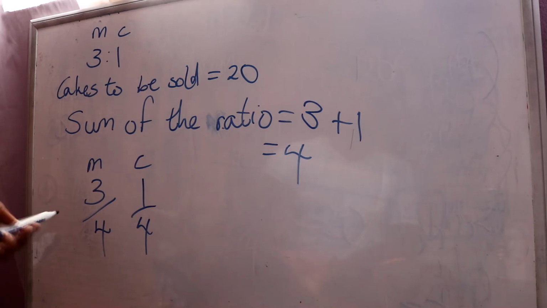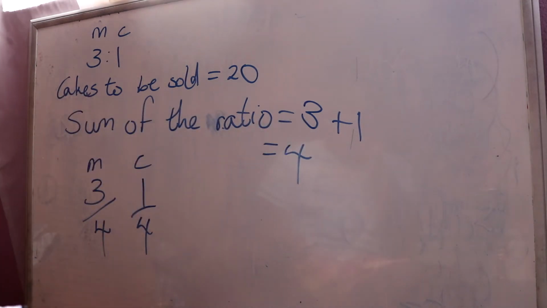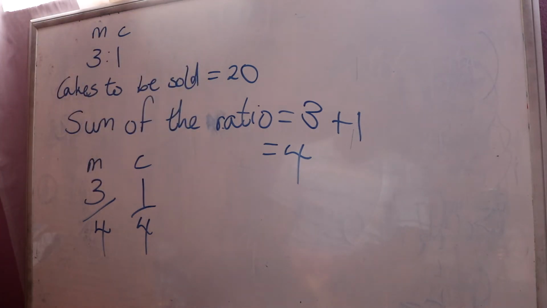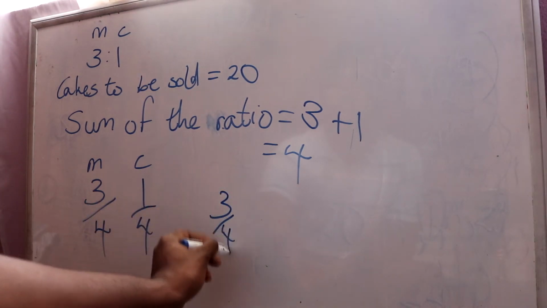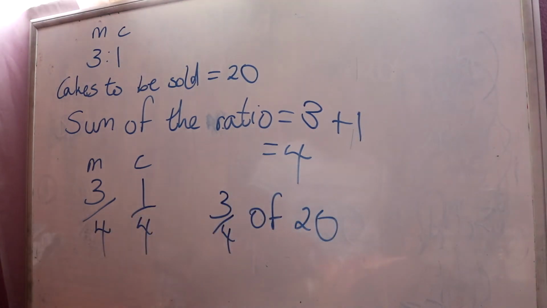So we got the denominators from adding the ratio numbers together, and we got the numerators from the ratio itself. Of the 20 cakes that were sold, 3 quarters are muffins and 1 quarter are cupcakes. The question asks how many muffins were actually sold, so we have to find 3 quarters of 20.